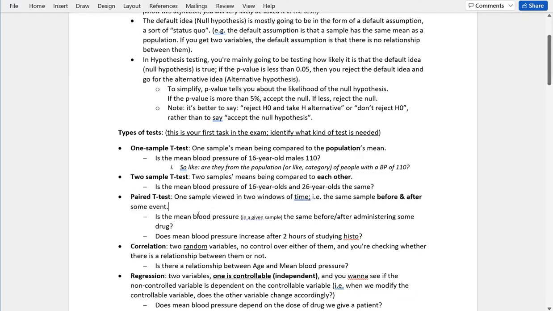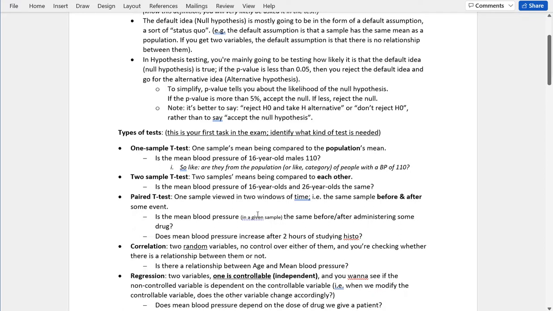Okay, so the example is: is the mean blood pressure in a given sample the same before and after administering some drug, or before and after some exercise? Or, does the mean blood pressure increase after 2 hours of studying histo, for example? These are all examples of a paired t-test, because it's always before and after.